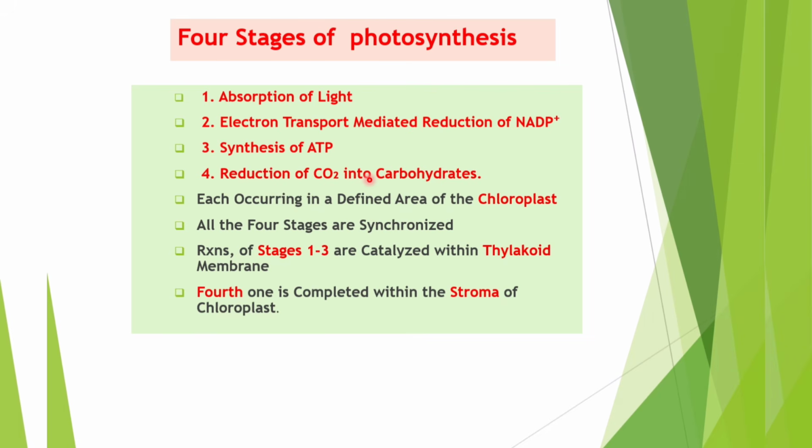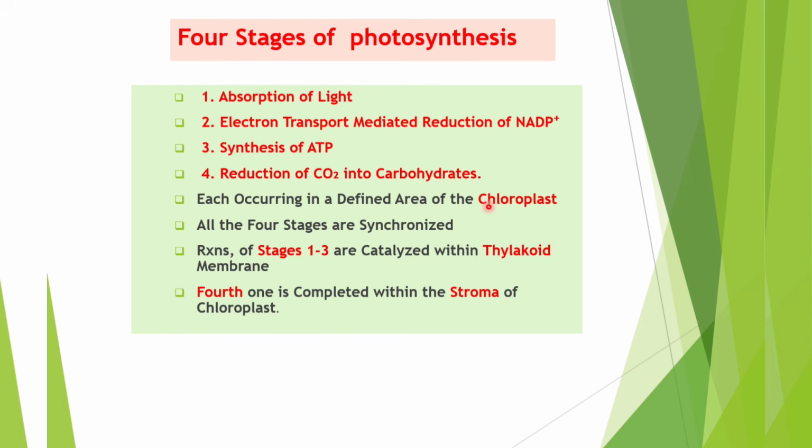These are the four phases of photosynthesis, but broadly speaking, we can put the mechanism of photosynthesis into 2 phases. One will be the light phase, and this will be the dark phase. So these phases each occur in a defined area of the chloroplast. Now we have understood the structure of the chloroplast.